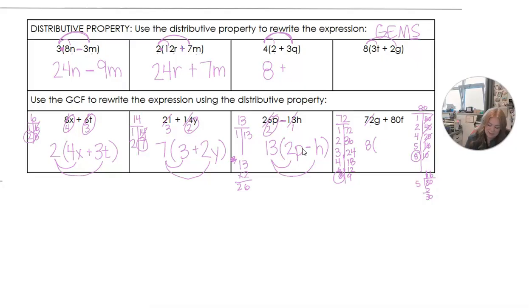So 72 divided by 8 is 9. And 80 divided by 8 is 10. We can see our other numbers right connected to them. So we're left with 9 G's. And, whoops, circled the wrong thing. 10 F's. So let's see if we can go back the other way. 8 times 9 is 72 G's. And 8 times 10 F is 80 F's. So there's our problems back and forth. So when we distribute, we multiply. When we factor, we divide.